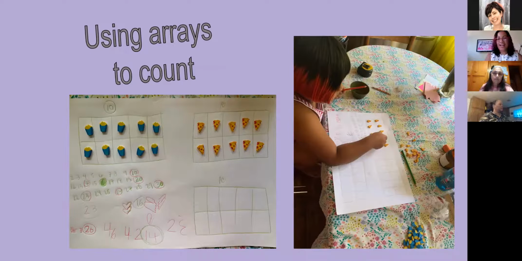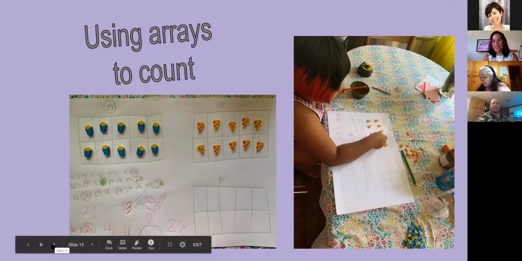So we were saying, okay, so you have 10 of these popcorns, and mommy came and gobbled up two of those popcorns. So how many popcorns are left? And so she went ahead and started counting them that way. So now we're doing subtraction using the arrays, but it's a really easy way to visualize. And you can use lots of different things around the house.